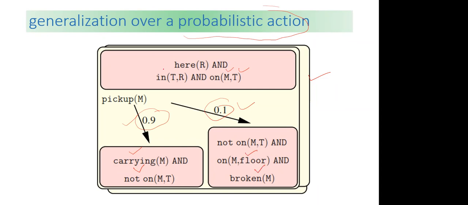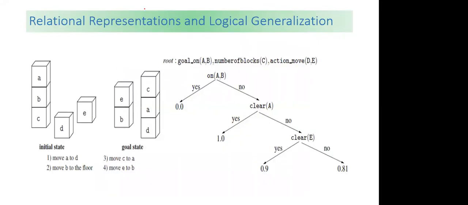So whatever we have discussed on the basis of these actions, we are now going for the probabilistic actions. You can make your own example of what actions to use here. Okay, so that is the relation representation and logic generalization.